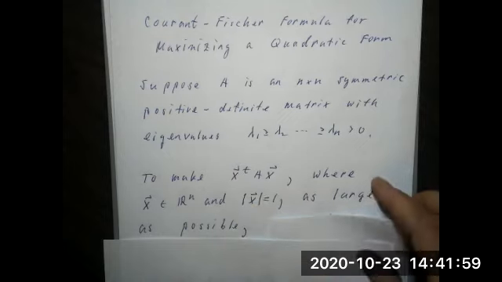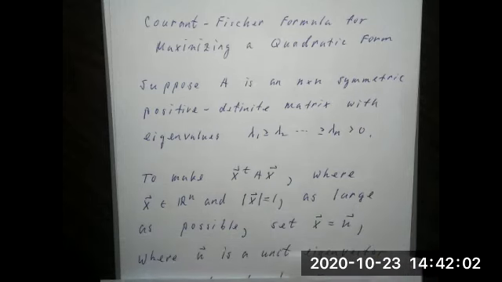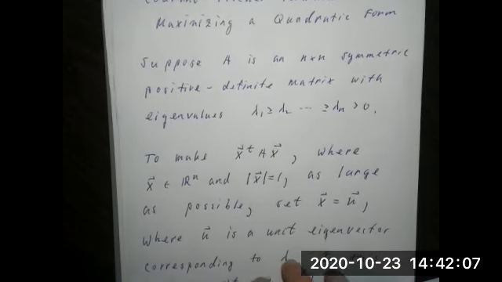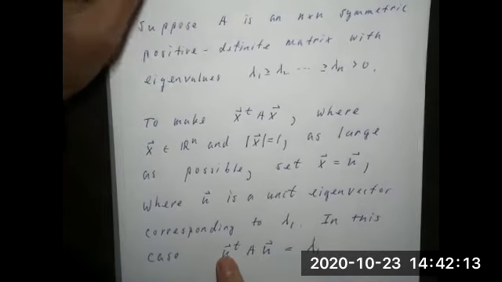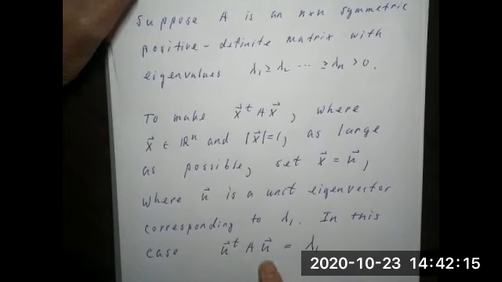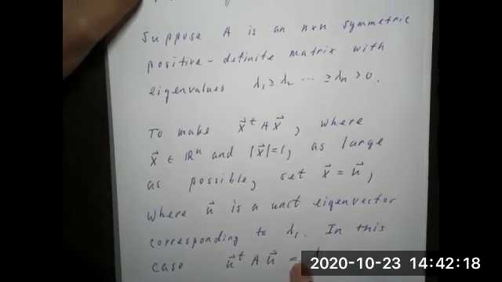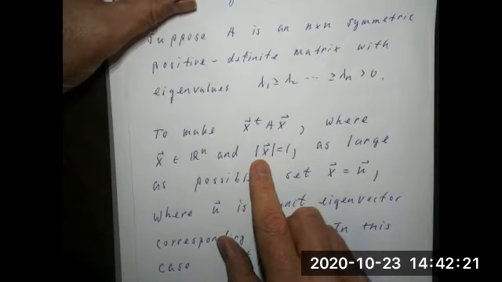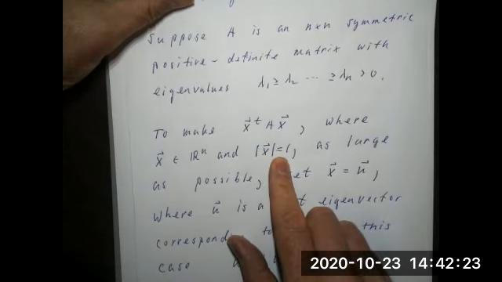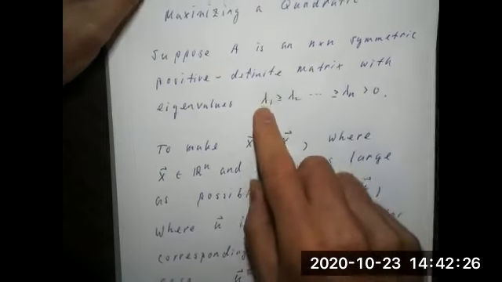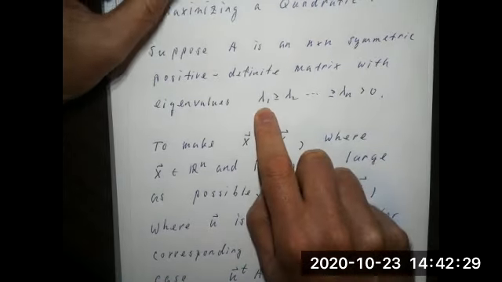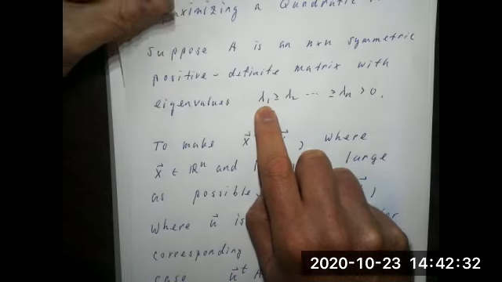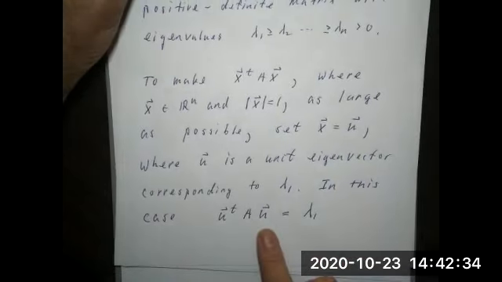So how do we do that? Well, the Courant Fischer formula tells us that we set x equal to u, where u is the unit eigenvector corresponding to lambda 1. And in this case, the maximal value will be u transpose A u, which is lambda 1. So again, if we're trying to maximize this quadratic form where x is a vector of length 1, we can do so by looking at the largest eigenvalue, finding a corresponding eigenvector, and normalizing it. That's what we can use to make this quantity as large as possible.